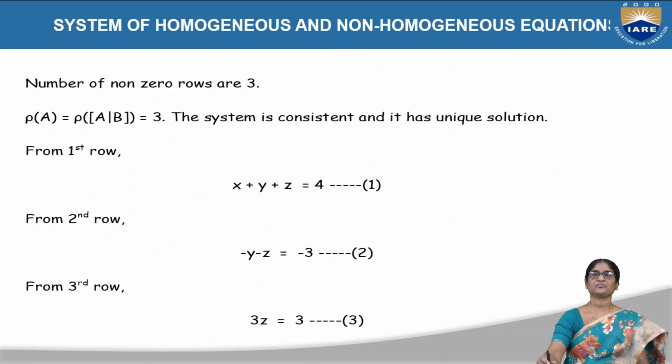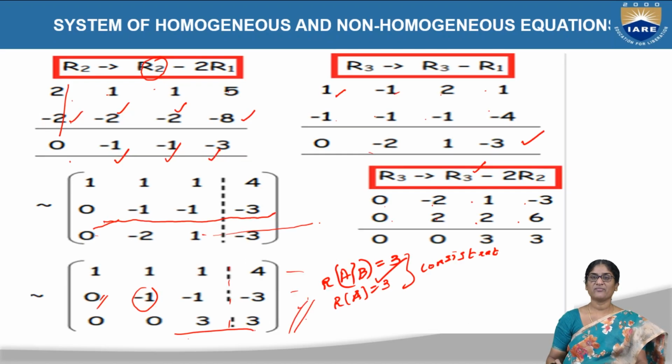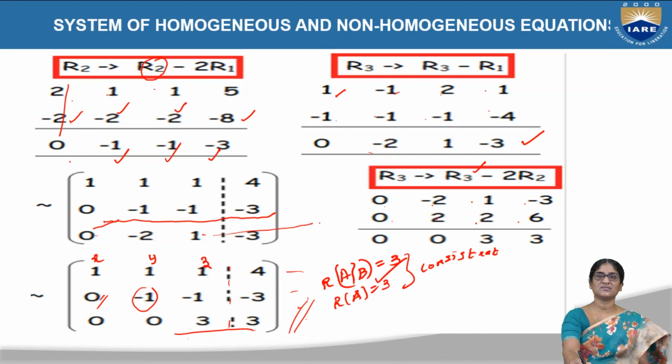In the first row, x plus y plus z is equal to 1, and in the second row we have minus y minus z is equal to 3, and in the third row we are getting 3z. Let's go back once again. You can see that this is the x coefficient, this is the y coefficient, this is the z coefficient, and this is the constant. From bottom to top is backward substitution. The third row gives 3z is equal to 3, so z is equal to 1.